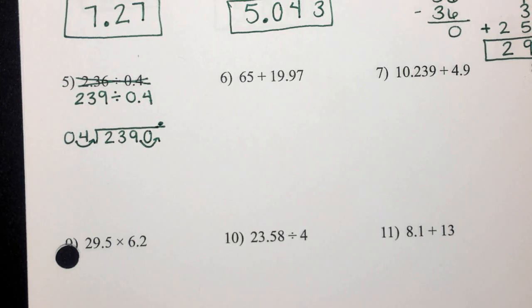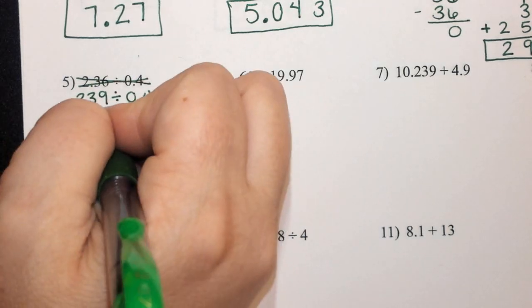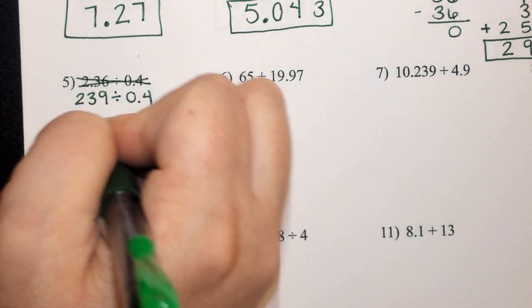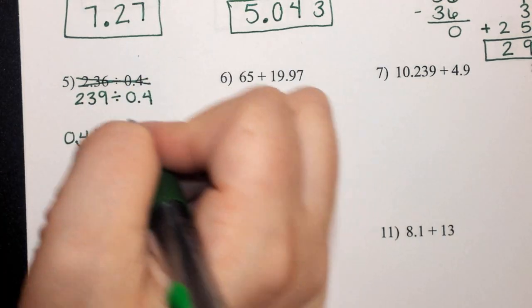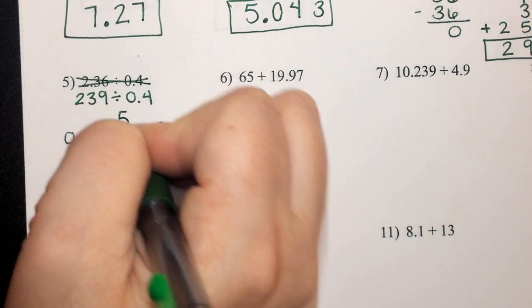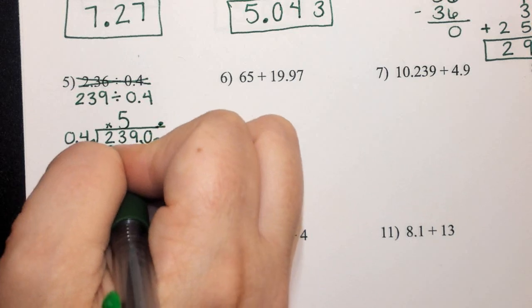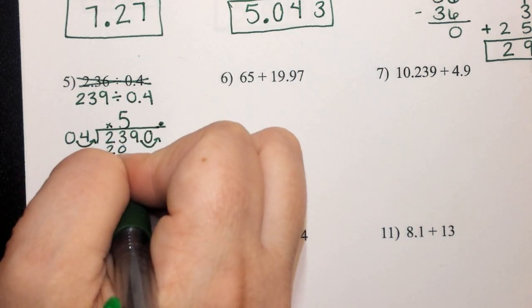All right, so now we're ready to divide. How many times will 4 go into 2? It won't. 0. I'm going to put a little X there. How many times will 4 go into 23? 5. 5 times 4 is? 20. When I subtract, I get 3.